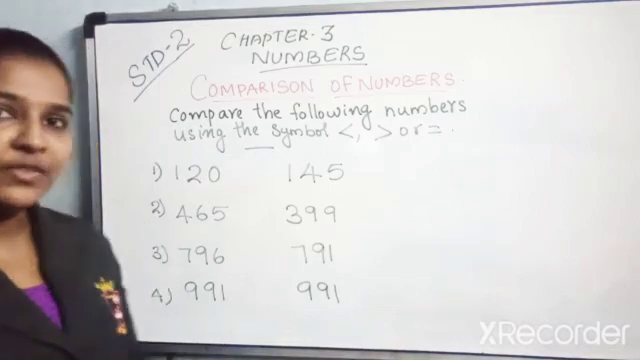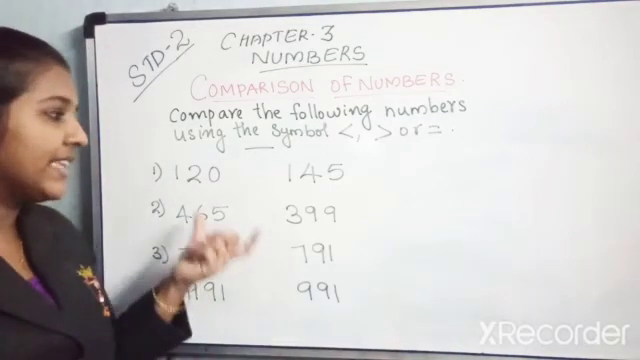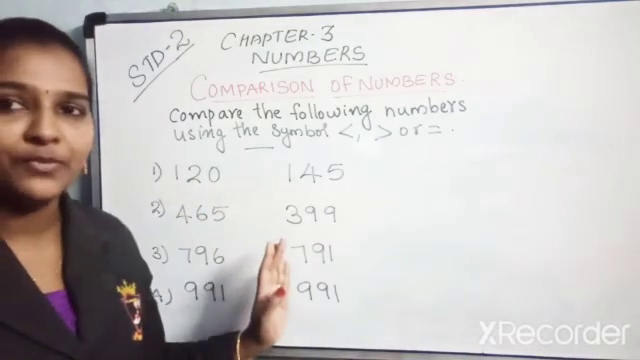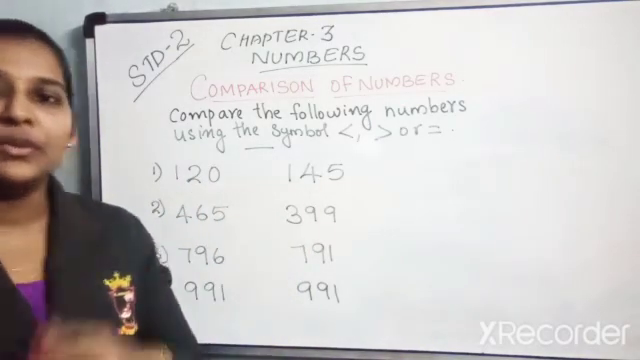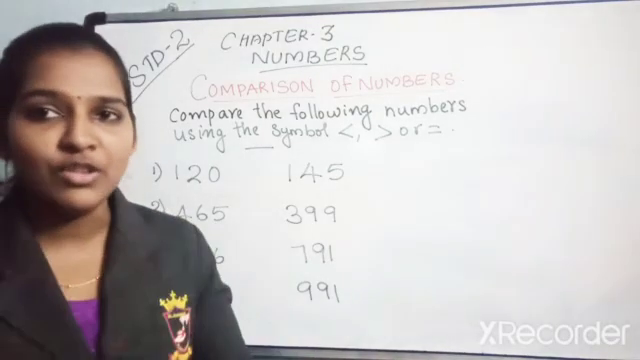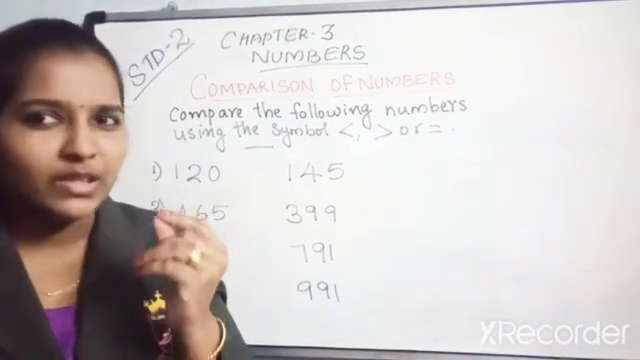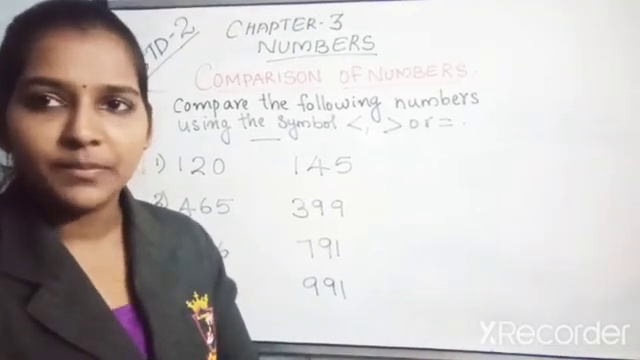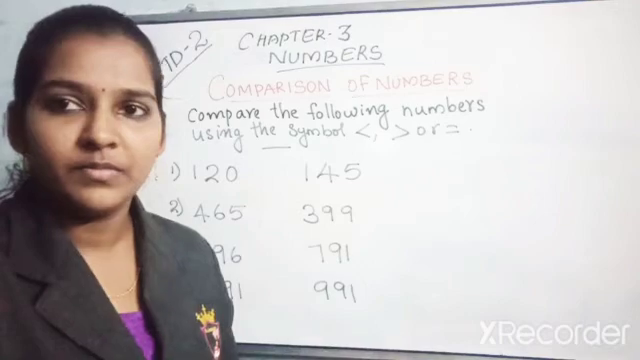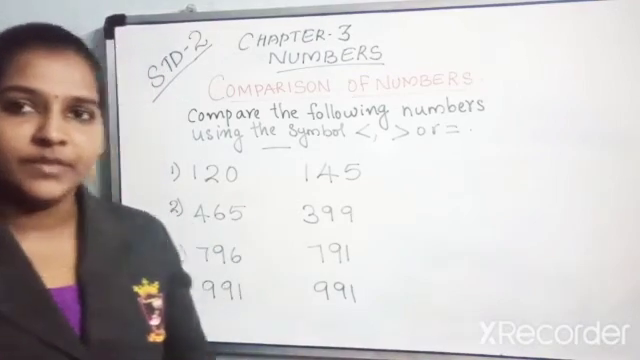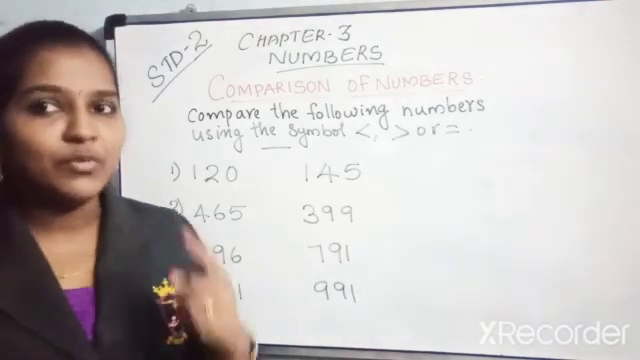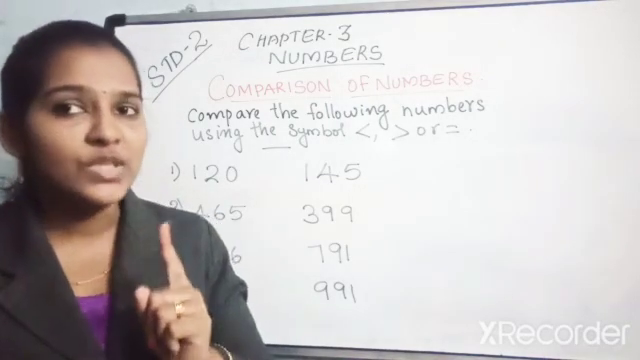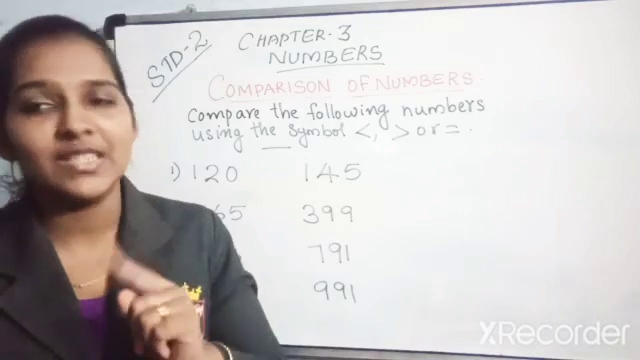Children, now we are going to compare the 3-digit numbers. Look, here the 3-digit numbers are given for comparison. When we get larger numbers to compare, it will be a little bit difficult for you to answer, isn't it? So this time you have to follow some steps. First step, you check the number of digits in the given numbers.